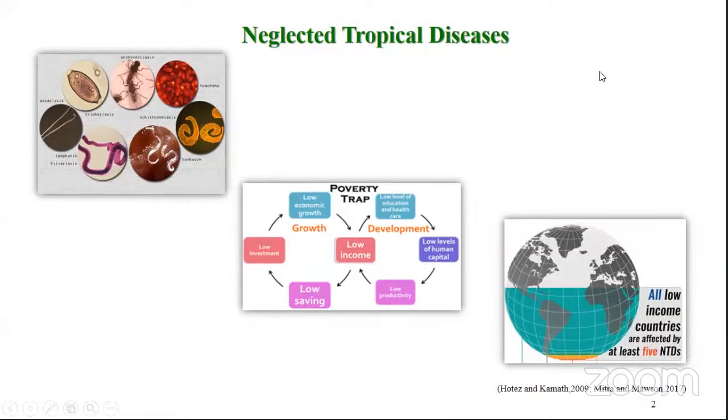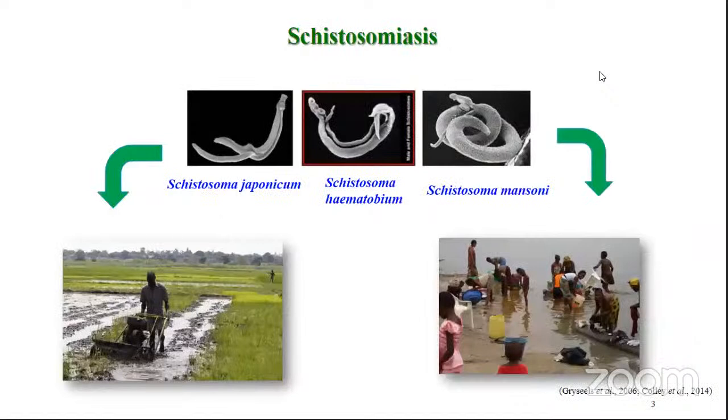Neglected tropical diseases are a group of debilitating diseases that are associated with the poor, and they are highly common in third world regions of the country. Schistosomiasis is the second most prevalent neglected tropical disease and is caused mainly by three species: Schistosoma japonicum, Schistosoma haematobium, and Schistosoma mansoni. Transmission is highly prevalent in areas with water activities such as agriculture and fishing, as well as in women and children who perform everyday duties in contaminated water sources.